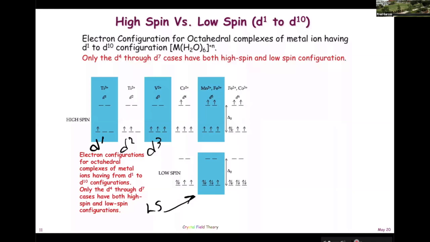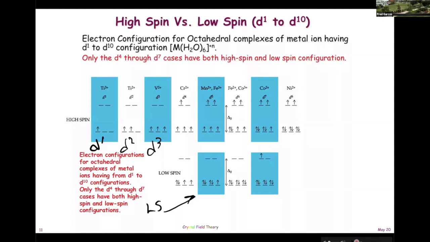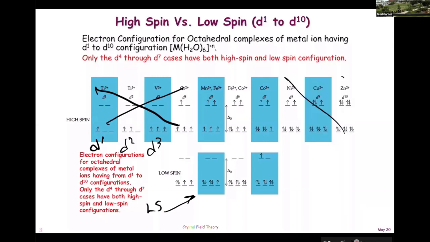d6, you also have a choice. d7, you also have a choice. d8, there is no choice. Okay? Because 6 will go on the bottom, 2 will go on top. There, it's all going to have that same configuration. There's no choice between low spin or high spin. So for these guys right here, you don't have a terminology for low spin or high spin. It's only between d4 through d7 that you have that choice. Okay, low spin or high spin.